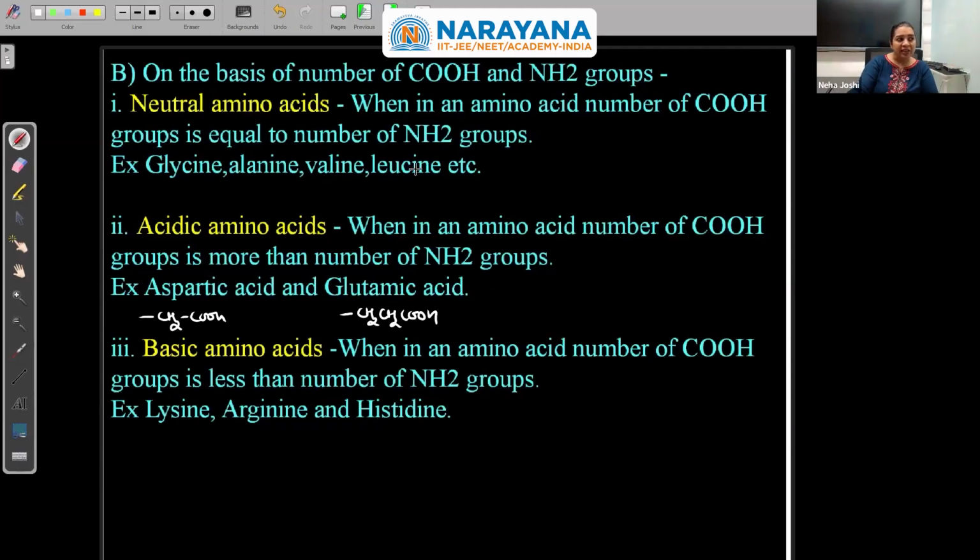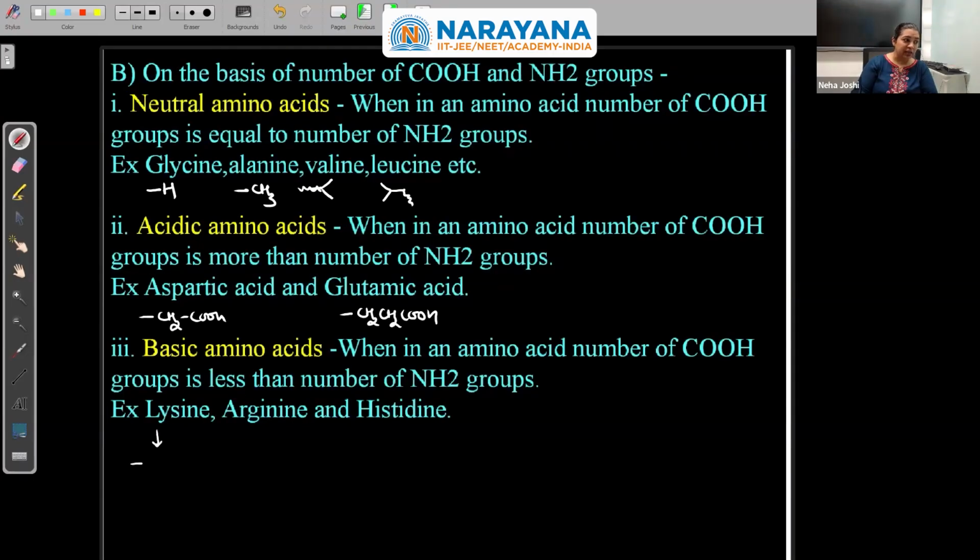Glycine, alanine, valine, and leucine we have already done. Again, writing: in glycine, it is H. In alanine, it is CH3. In valine, it is isopropyl. In leucine, it was isobutyl.